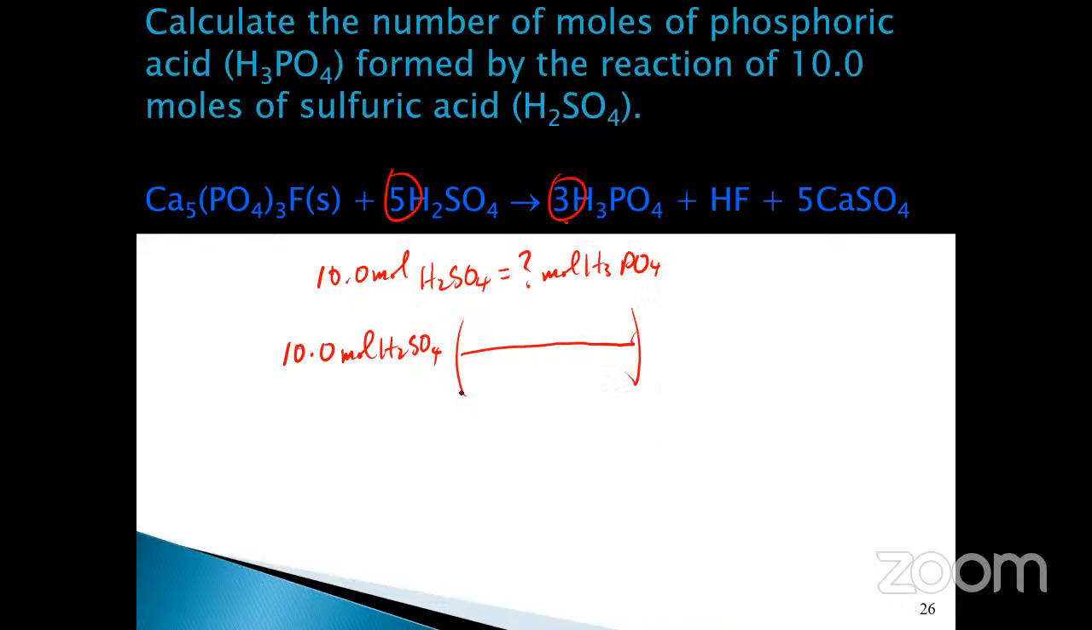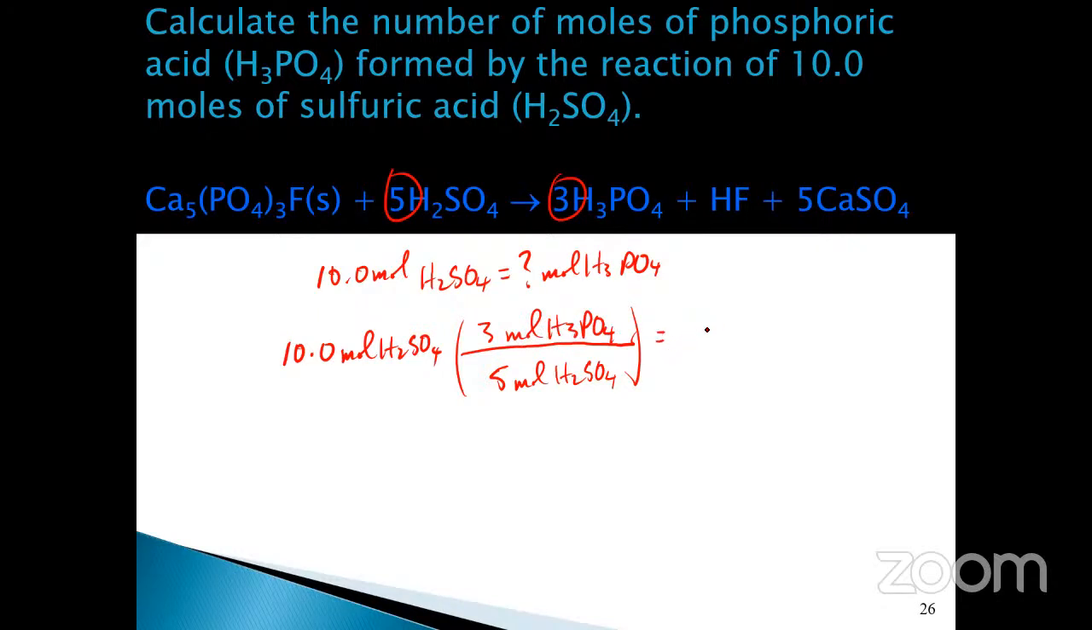So the question now becomes, what goes up here as the numerator, and what goes down here as the denominator? Now, because you have moles of sulfuric acid here, and you want to get rid of that unit, then down here, you're going to put 5 moles of H2SO4. And then up top, since you want to have as your final answer the number of moles of phosphoric acid, you're going to put 3 moles of H3PO4. And that's basically the setup.